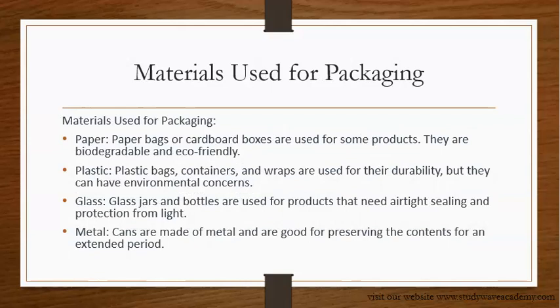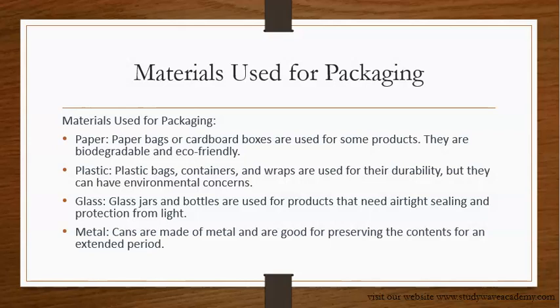Materials used in packaging. Paper. Paper bags or cardboard boxes are used for some products. They are biodegradable and eco-friendly. Then plastic. Plastic bags, containers and wraps are used for their durability, but they can have environmental concerns. Okay?